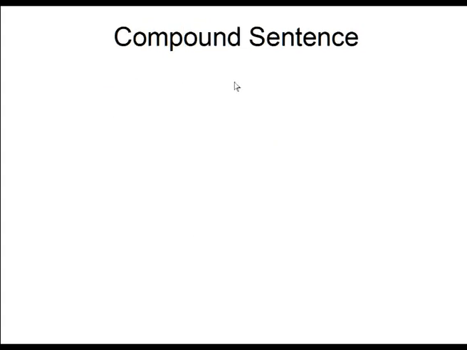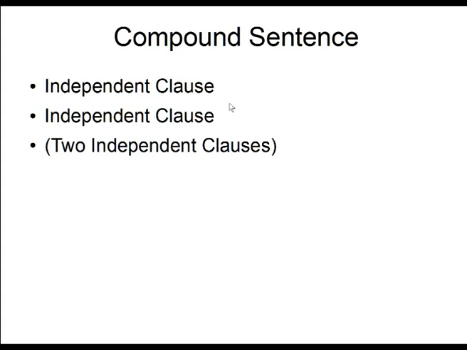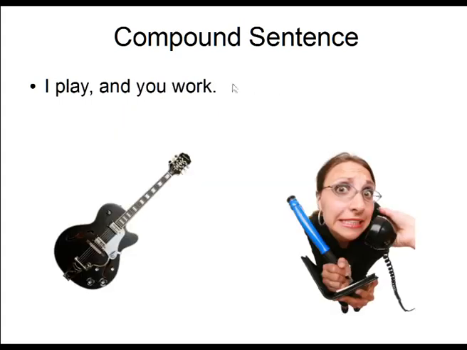A compound sentence has an independent clause, and an independent clause. So a compound sentence has two independent clauses. You could try to put a third or a fourth independent clause at the end of a compound sentence and make them all into one sentence, but you probably shouldn't. That might not make as much sense. So I can say I play and you work. I play guitar and you do your homework. And that's a compound sentence because it has two independent clauses. I play and you work.